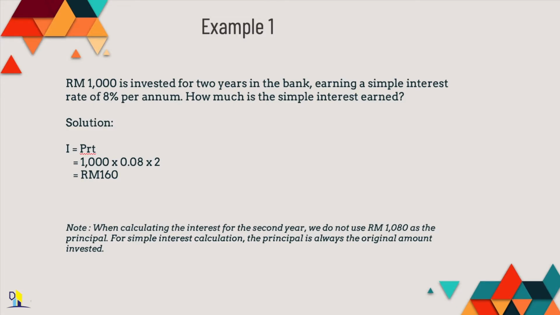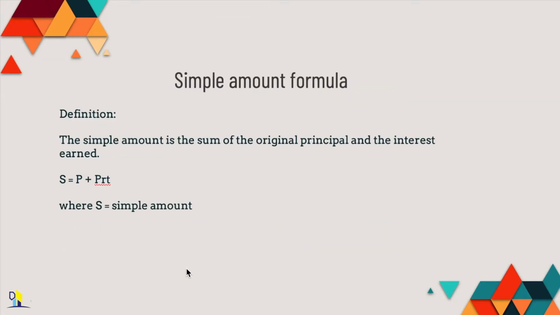Next, the simple amount formula. So what is simple amount? The simple amount is the sum of the original principal and the interest that you have earned. So we've already found out how to calculate interest, which is PRT. Now when we just add PRT with P, which is already part of the formula, we get the simple amount. So yes, it is as simple as that.